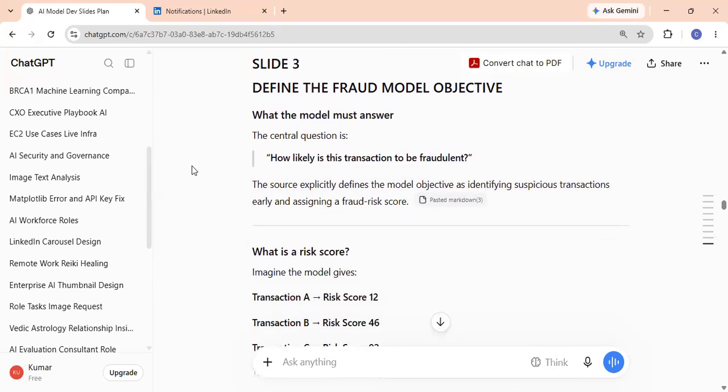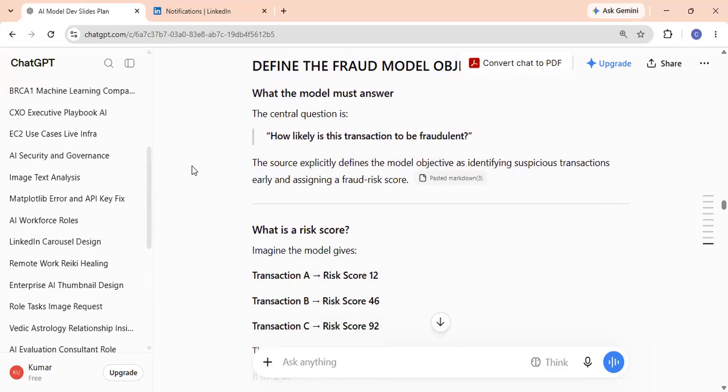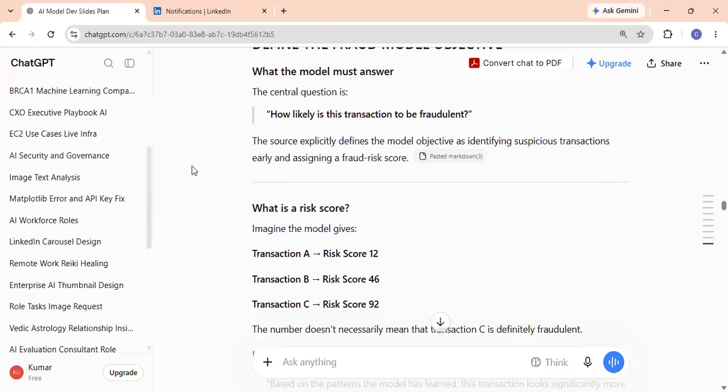Then slide 3 is define the fraudulent model objective. What the model must answer. The central question is how likely is the transaction to be fraudulent. It means we need to answer that. The source explicitly defines the model objective as identifying suspicious transactions early and assigning a fraud risk score.